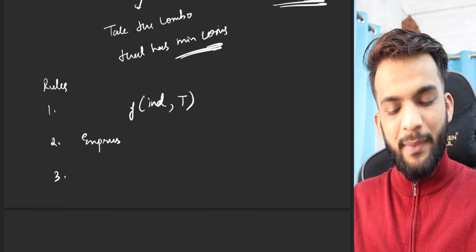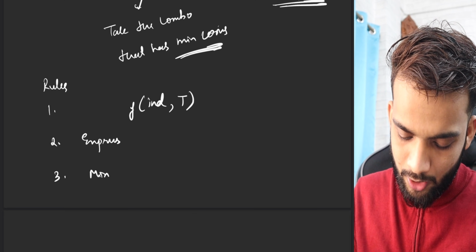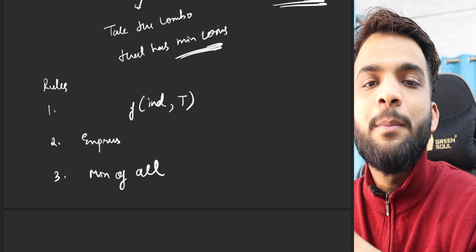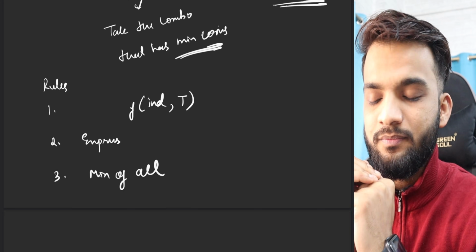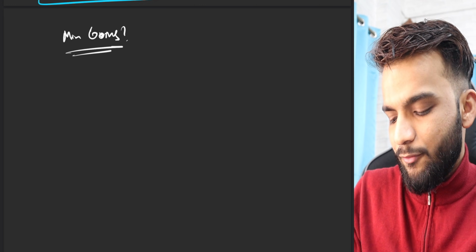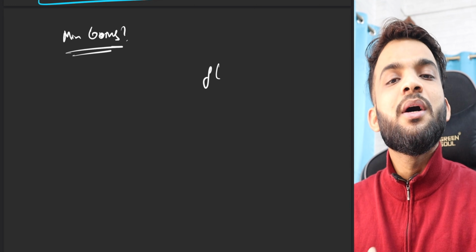Third, you have to take the minimal of all, right? You have to take the minimal of all because over here the question clearly states find out how many minimum coins you will require. So what is the question stating? The question is stating to find out the minimum coins, correct? So can I say I have to write a function that returns the minimal coins?